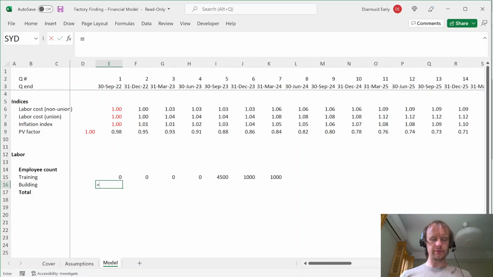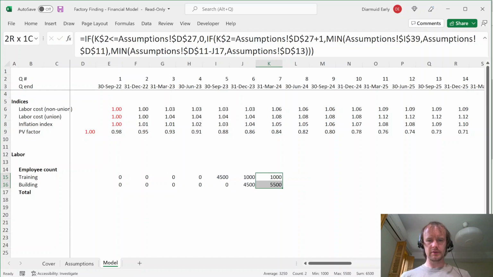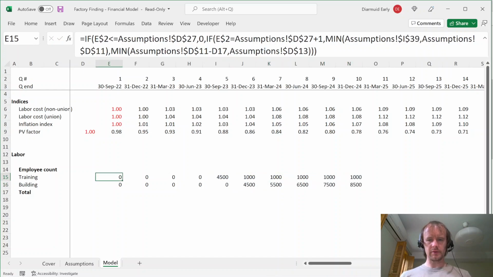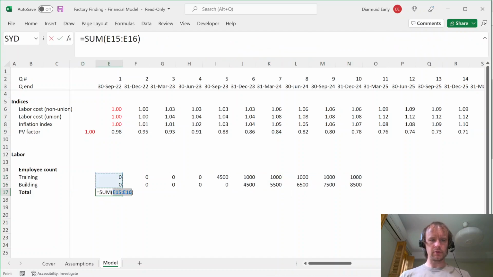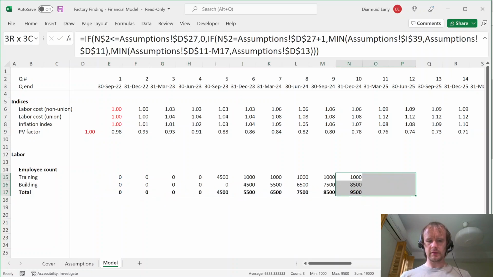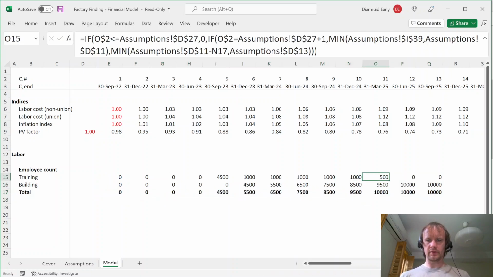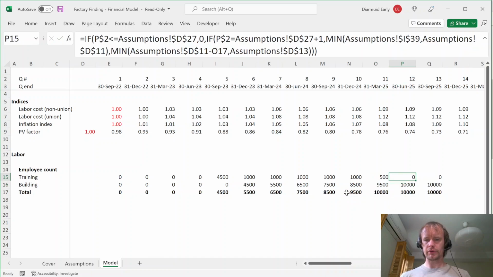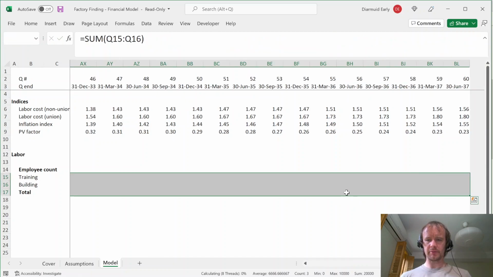And then building is just going to be whoever was training the previous quarter plus whoever was building the previous quarter. So in other words, up to Q5, nobody's building, then those 4,500 come in, then another 1,000, and another 1,000, and so on. And then we just need a total here. Carry that across. And then hopefully here we'll find, yeah, so there, now we're saying we only need 10,000 minus that, so we only train 5,000 here, and then no more training after that. We're fully staffed up.